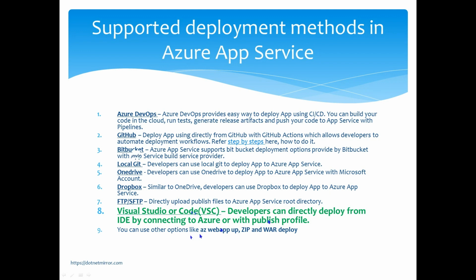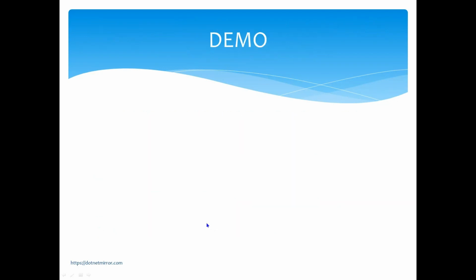And there are other options like az webapp up, PowerShell commands, or Azure CLI commands you can use. There is also zip deployment or WAR deployment. Now let's focus a bit on the eighth one, how you can deploy from your Visual Studio IDE, and also how you can do it with the publish profile. Now let's get into the demo.